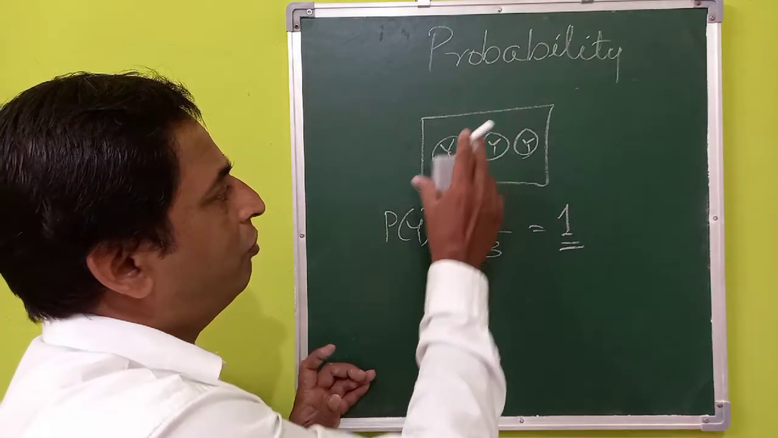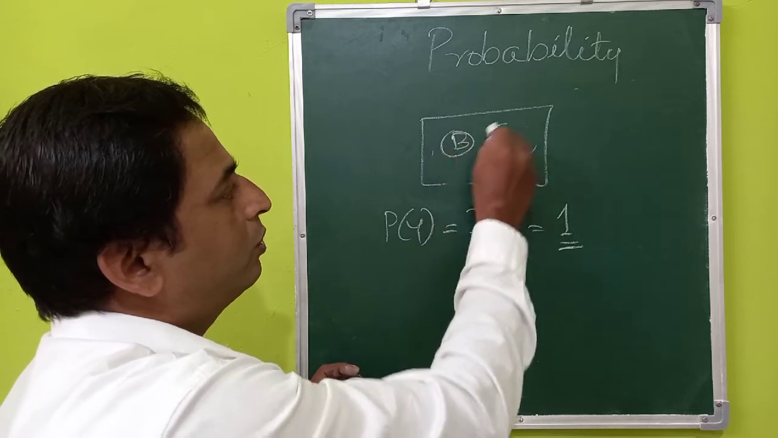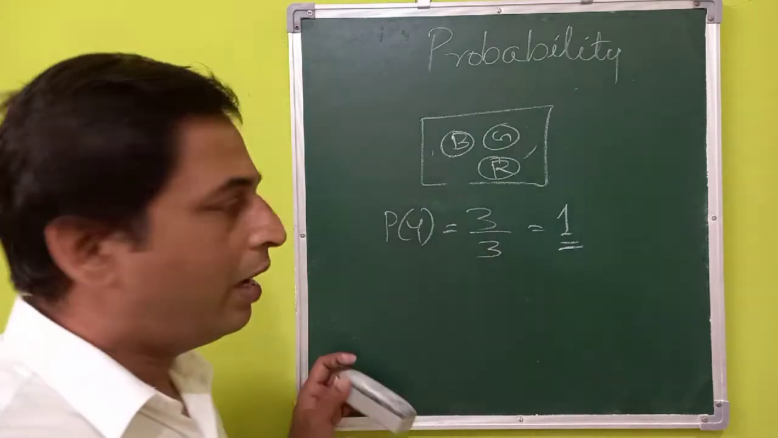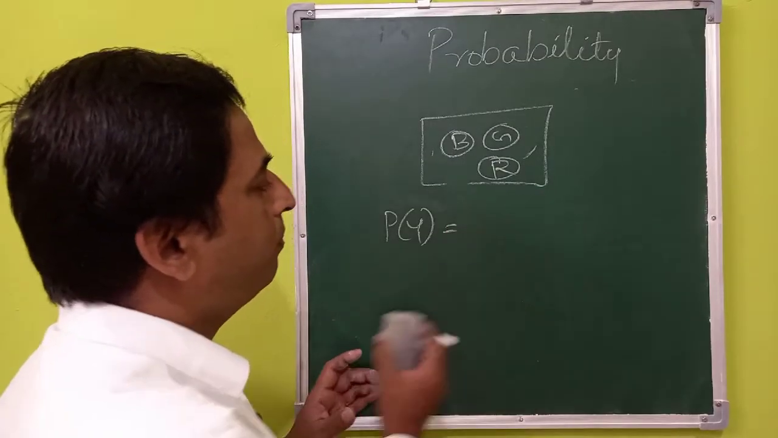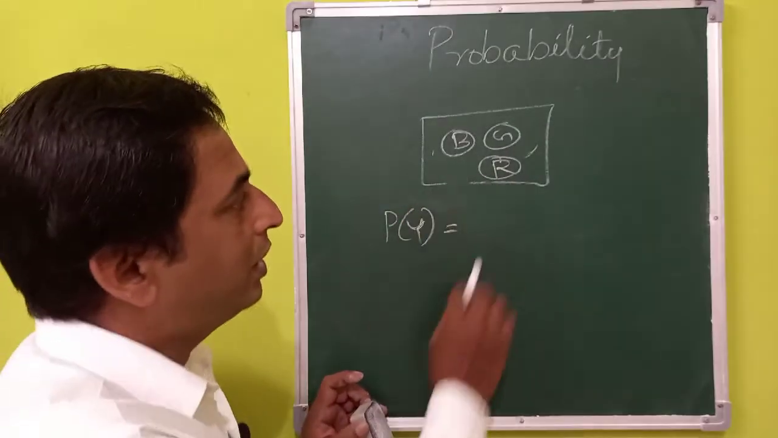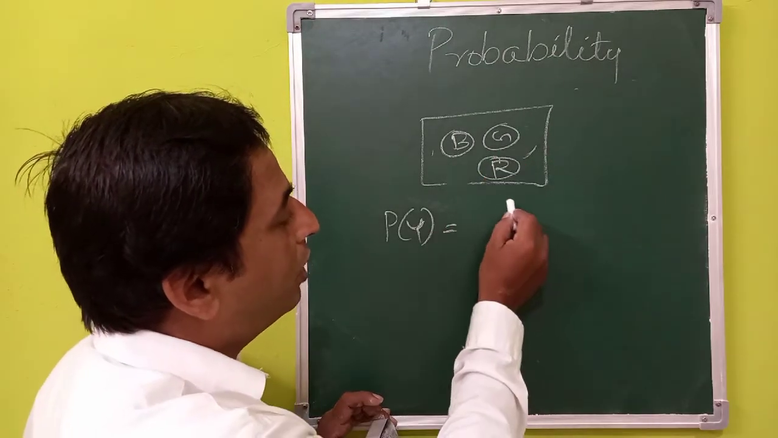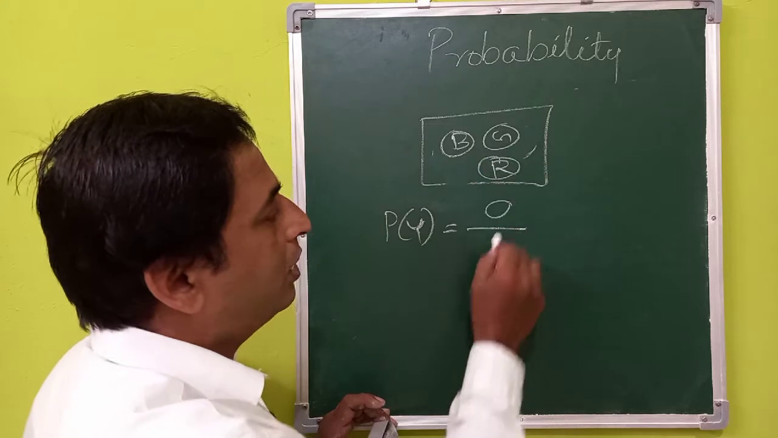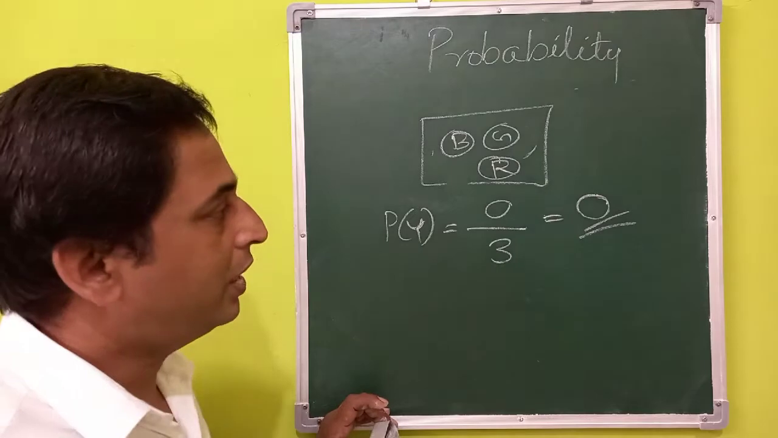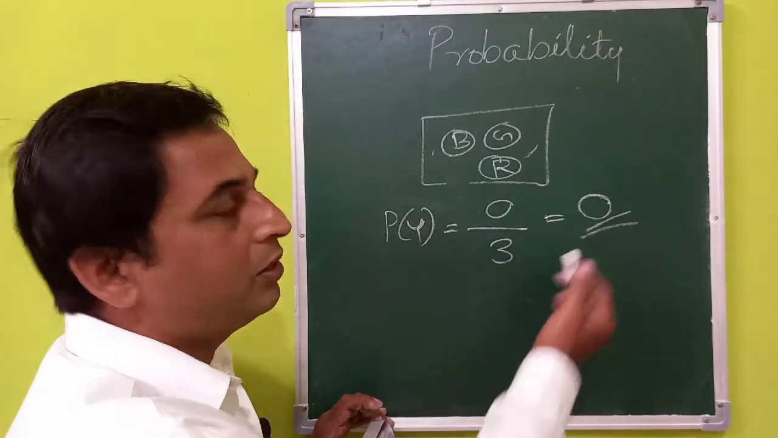And what happens if the balls in this are one blue, one green, and the other, let's say, red? And here what will be the probability of getting a yellow ball? As we can see, there is no yellow ball in this. So the number of outcomes favorable to yellow ball is 0, divided by the total, which is 3. So the probability is 0 here. So this is an impossible event, because that thing is not going to happen.